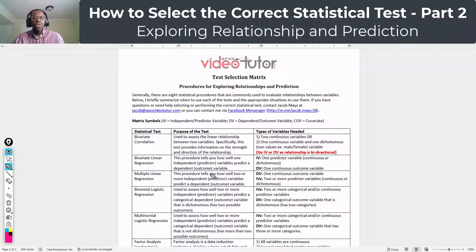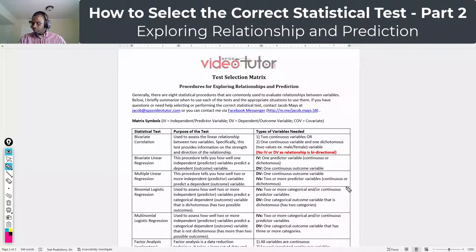Okay, so for example, this procedure tells us how well one independent or predictor variable predicts the dependent or outcome variable. So you need one predictor variable that is continuous or dichotomous, right? Dichotomous means it has only two options. And then the dependent variable has to be continuous. It has to be measured on an interval or ratio scale.